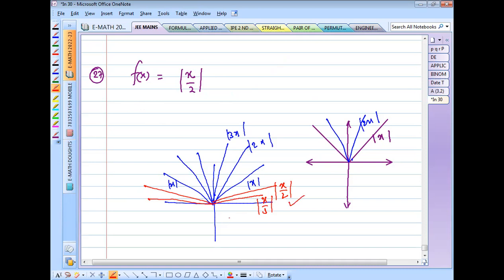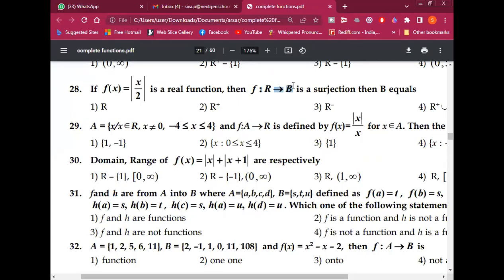This one is mod x by 2. And he says f has a domain of real numbers, and the codomain would be B. The problem was given like that. Look here, R and B. And he says surjection. What does surjection mean?